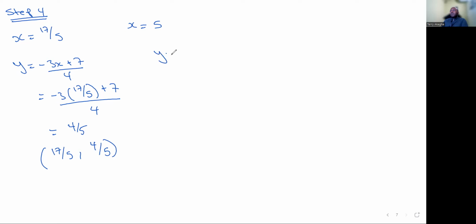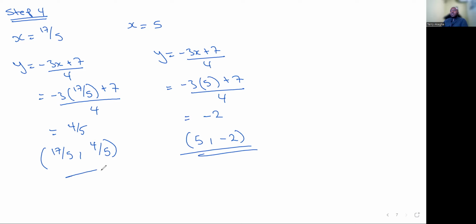The same thing, you substitute for this as well. So we have y is equal to minus 3x plus 7 divided by 4. And that will give us minus 3 times bracket 5 plus 7, divided by 4. And this will give us what? When you press your calculator for this, it's going to give us minus 2. So that is going to give you 5 and minus 2. Okay, so those are the 2 points of intersection.